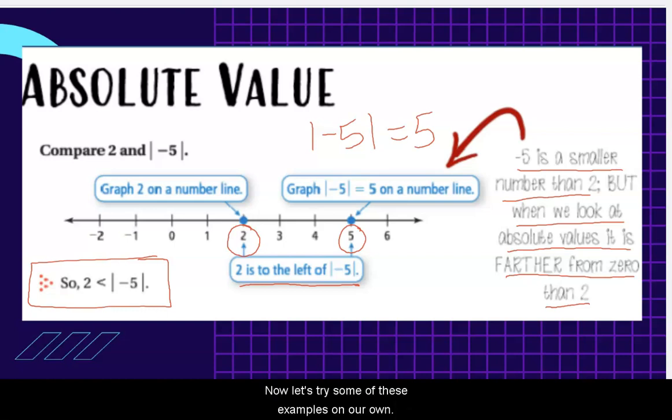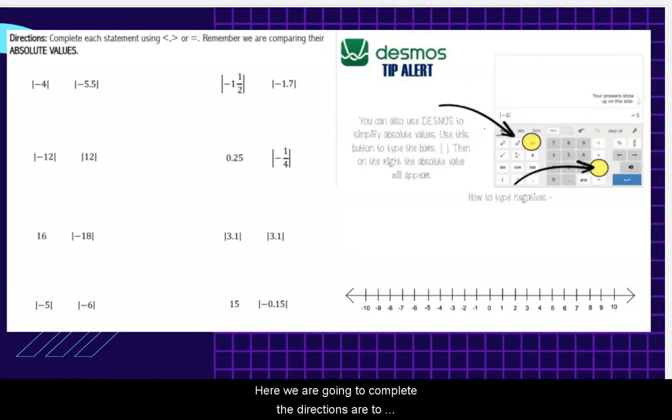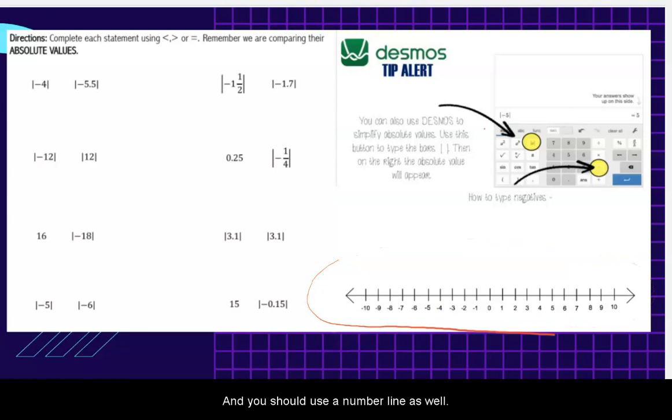Now let's try some of these examples on our own. Here we are going to complete, the directions are to complete each statement using greater than, less than, or equal to. And remember, we are comparing their absolute values. If there are the two bars with the number inside, we are comparing absolute values, not the actual value of a number. So if we look at the first example, and you can see at the bottom I've drawn a number line. And you should use a number line as well.